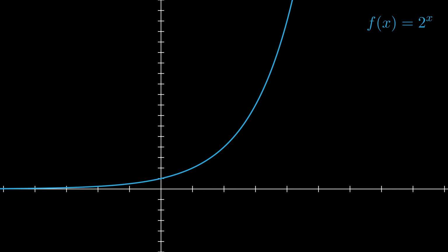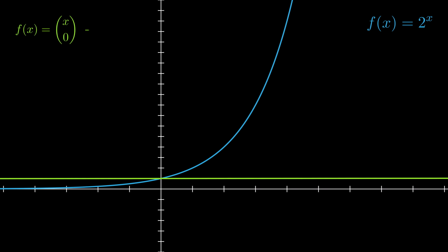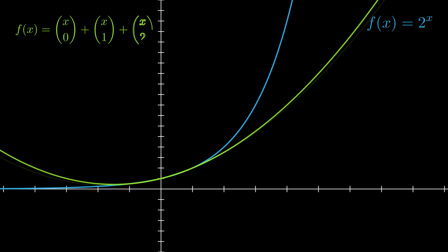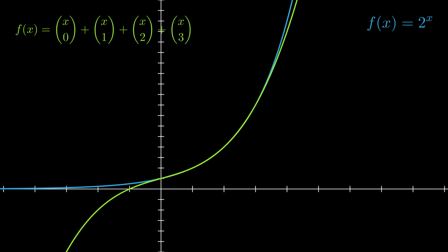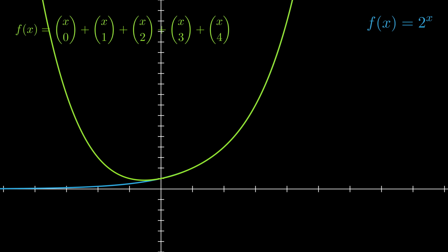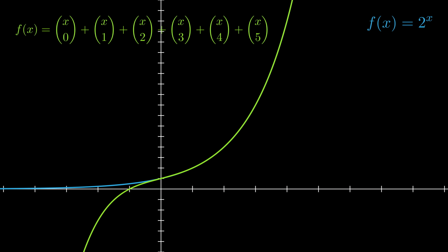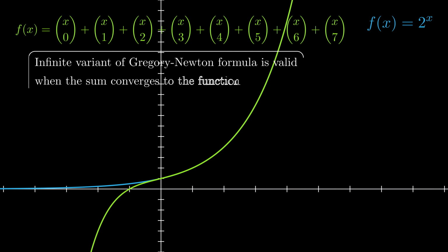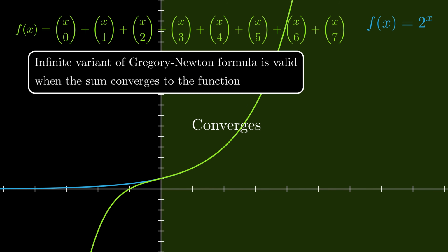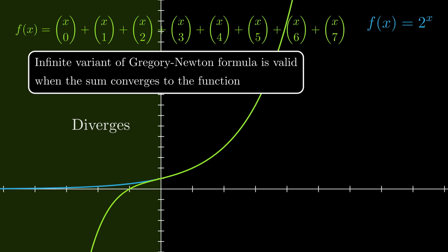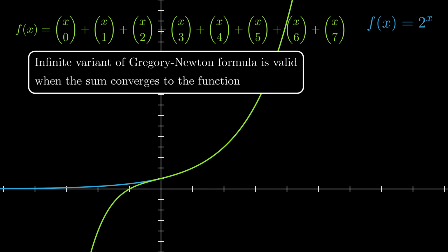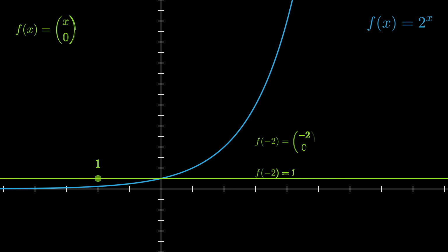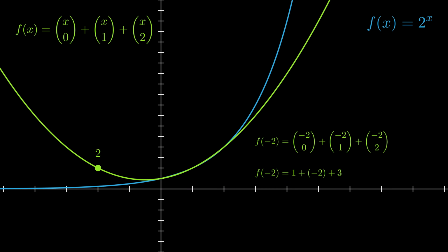We can take initial segments of our sum for 2 to the x and do the same, treating the combination numbers as polynomials. We can once again see that it approaches the function little by little. And so, under some technical conditions, you can actually use the infinite variant of the Gregory-Newton formula, specifically if it converges to the function. As we can see here, the function converges nicely for positive x values. However, for negative x values, these approximations flip back and forth wildly. This is also why these row sums on the dark side of Pascal's triangle diverge.